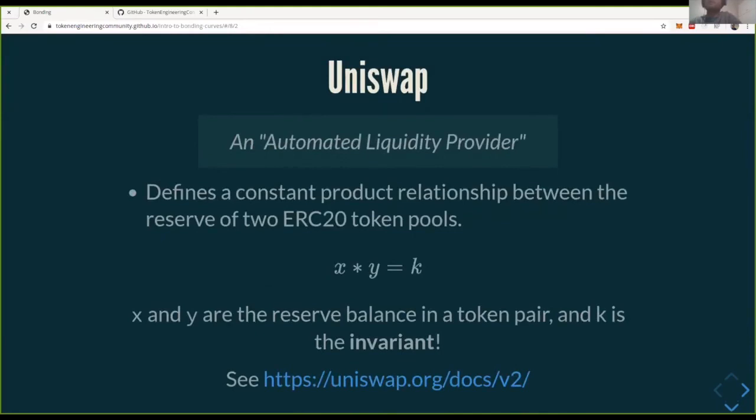So Uniswap is described as an automated liquidity provider. They have a relationship described by the function there, where K is the invariant, X and Y are the reserve balance in a token pair. And this relationship gives it certain properties, which we won't get into, but it does share some of the same features of bonding curves.